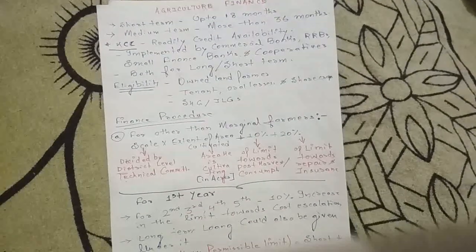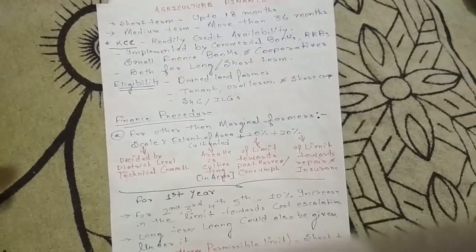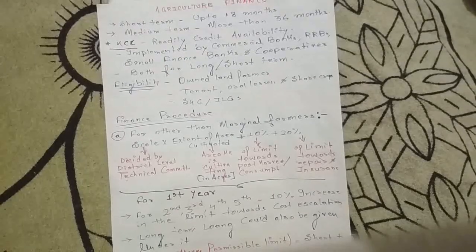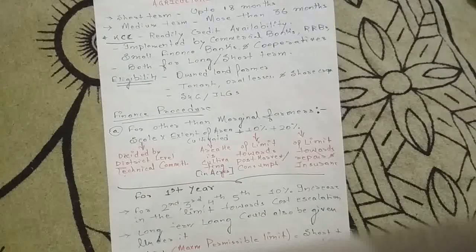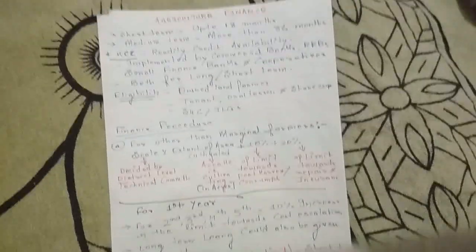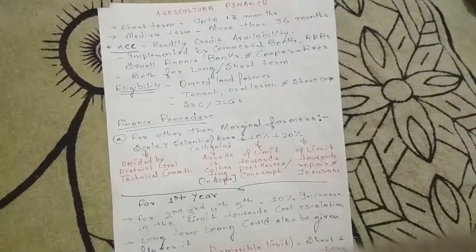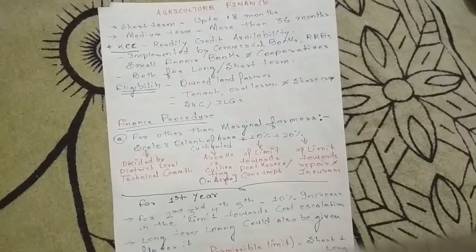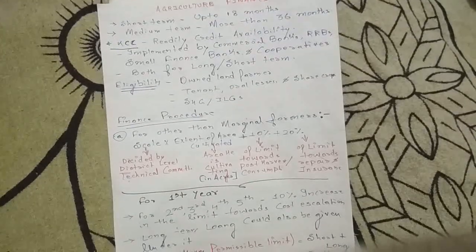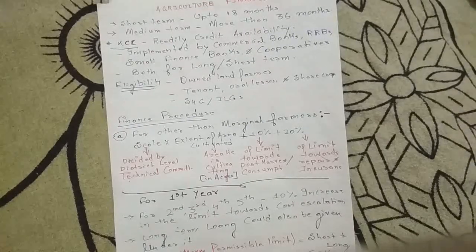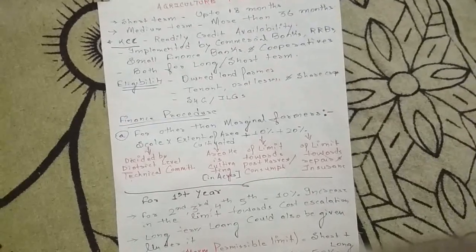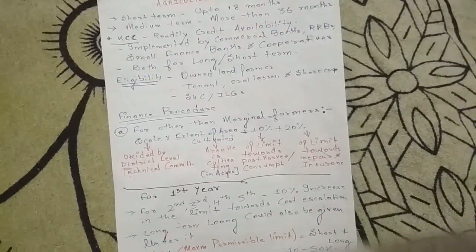So what is important? As it is agriculture, it comes under priority sector lending. Now the maximum priority sector lending limit for the agriculture loan is up to 50 lakh rupees, and for allied and infrastructure it is 100 crore rupees. We also discussed this in the previous chapter.